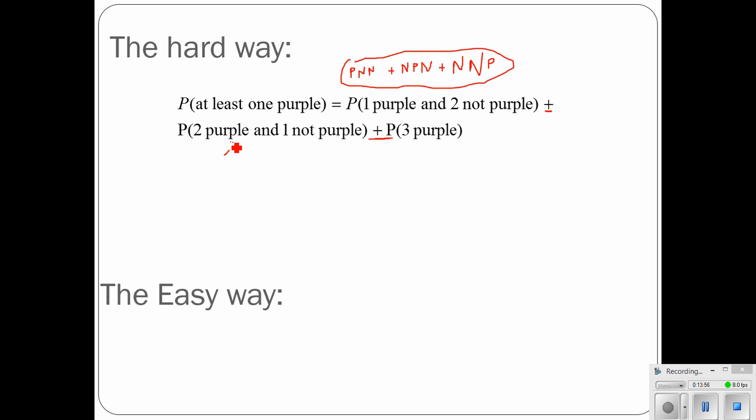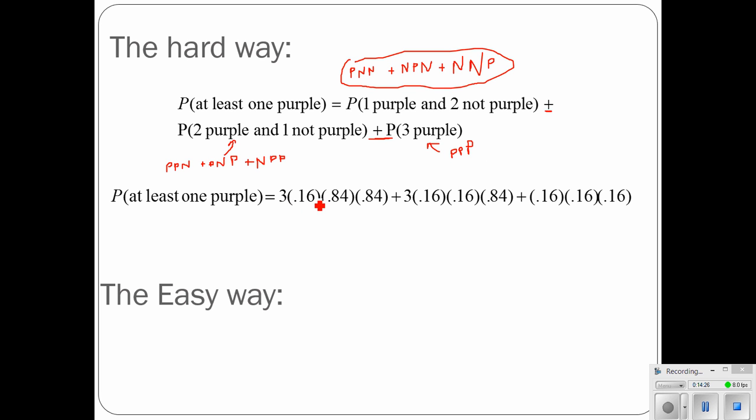Within 2 purple and 1 not purple, same kind of situation. It could have been purple, purple, not, or the first person was purple, the second person was not, the third person was purple, or the first person you talked to wasn't, and then you got 2 purples in a row. Now, for 3 purples, there's only one way to get 3 purples. All 3 people wanted purple. But the issue here is there's a lot of options to start considering, right?